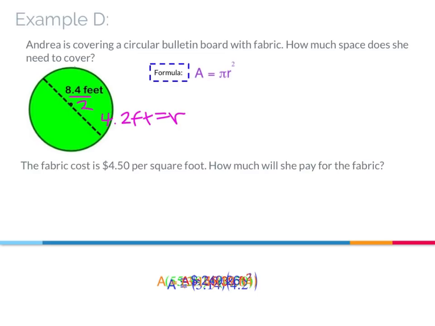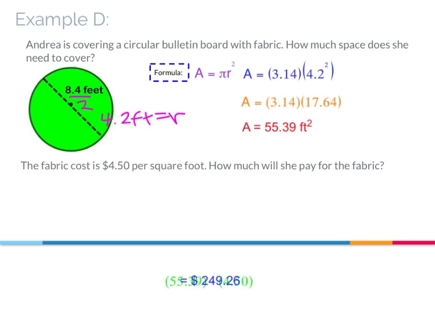We're going to take the 4.2 and substitute it in for r into our formula. For pi, we are going to use 3.14. So we have A is equal to 3.14 times 4.2 squared. Again, we have to use order of operations, so we need to do the exponents first. So we will get A is equal to 3.14 times 17.64. When we multiply that, we'll get A is equal to 55.39 feet squared.